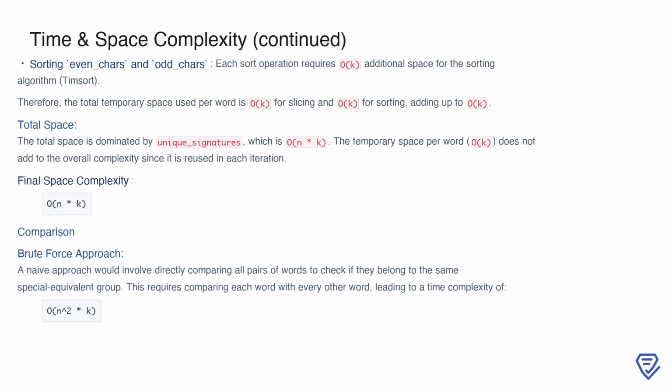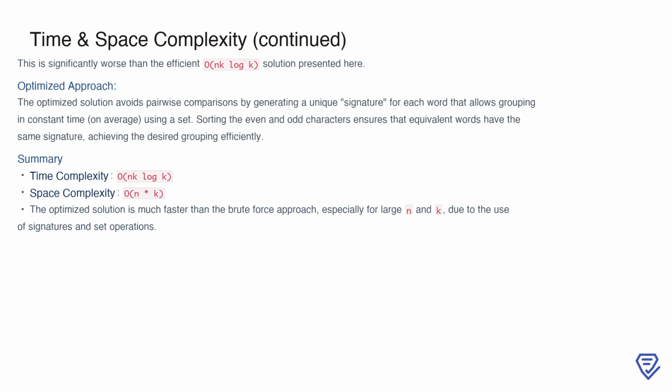This efficient use of space is a significant improvement over a brute force approach, where we would directly compare all pairs of words. The naive comparison of all n words with each other would result in a time complexity of n squared asterisk k due to the pairwise comparisons. This brute force approach is much less efficient than our optimized solution, which achieves n k log k by avoiding pairwise comparisons. Instead, we generate a unique signature for each word, enabling efficient grouping using a set.